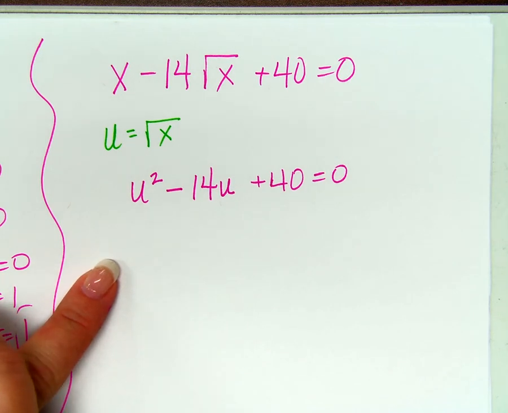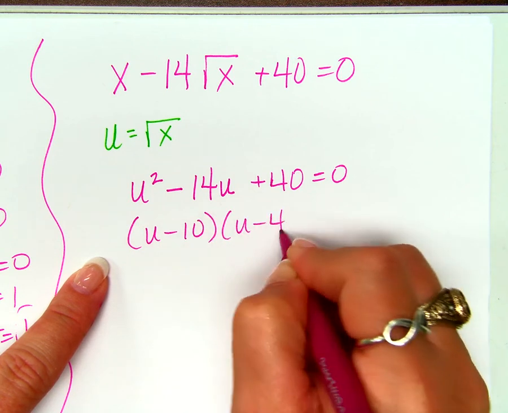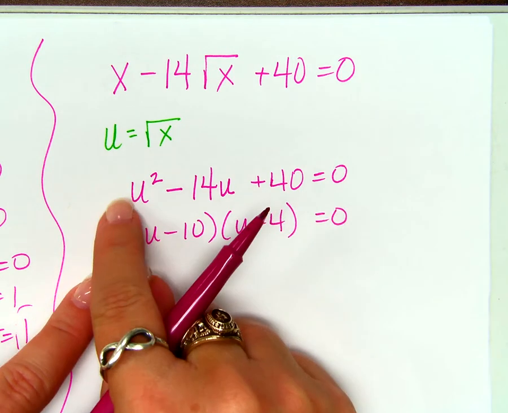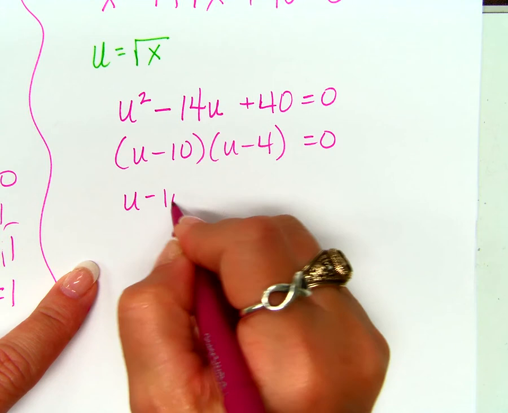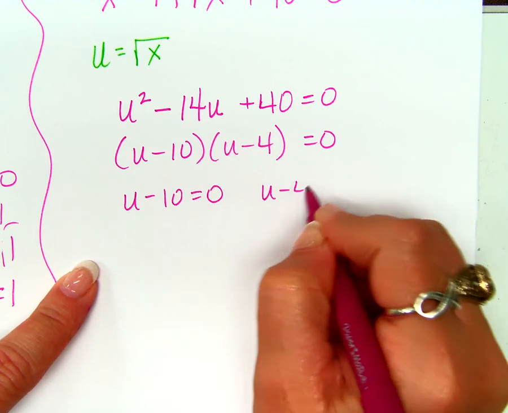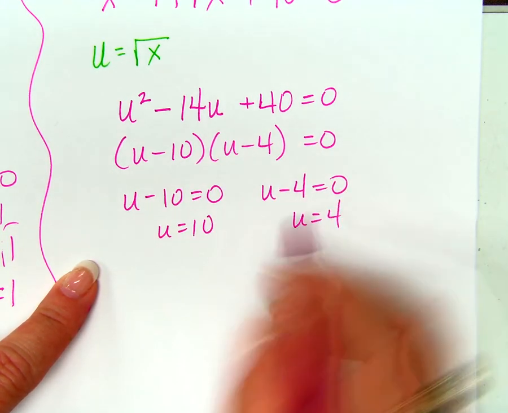Negative 10, negative 4, right? So (u minus 10)(u minus 4). And I can do that because my leading coefficient is 1, remember that. So if I set each of these equal to 0 and solve them, I get u equals 10 and u equals 4.